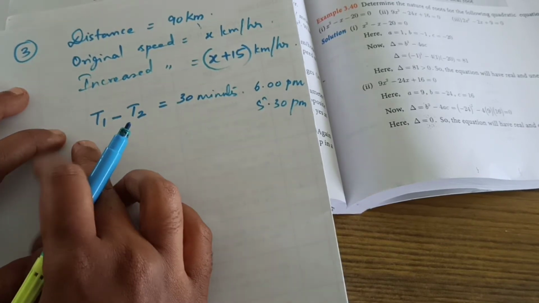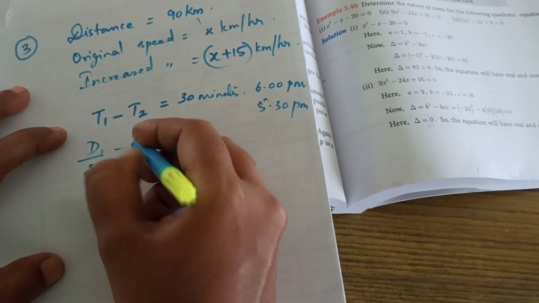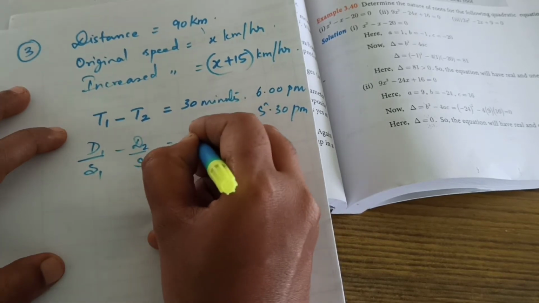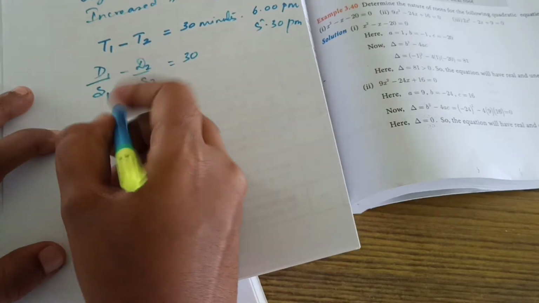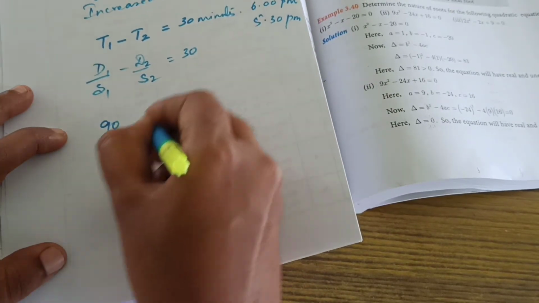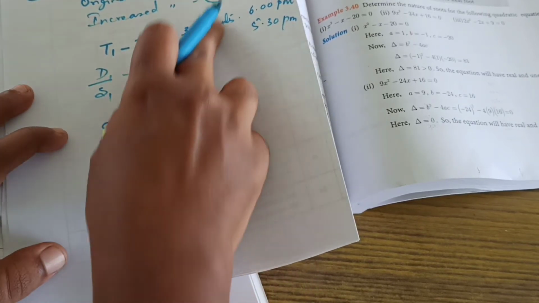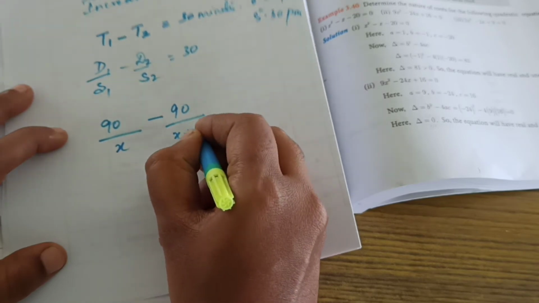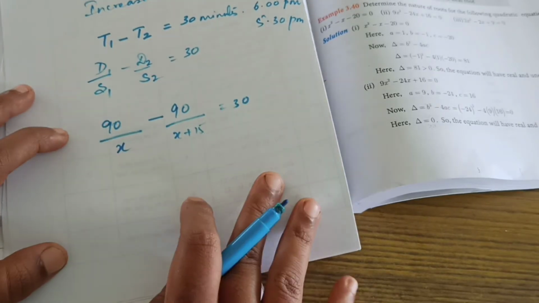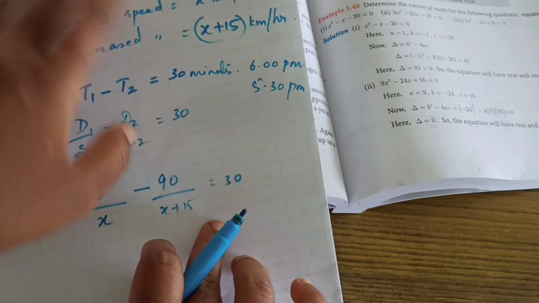So, time means distance by speed. Here also distance by speed. This is distance 1 and this is distance 2, the difference being 30 minutes. Now, same distance only, so 90 by speed. This is the original speed, x, minus distance 2, again 90 by the increased speed, x plus 15, equal to 30. This is the statement. After this, we need to calculate the value of x. This is the outline of this question.